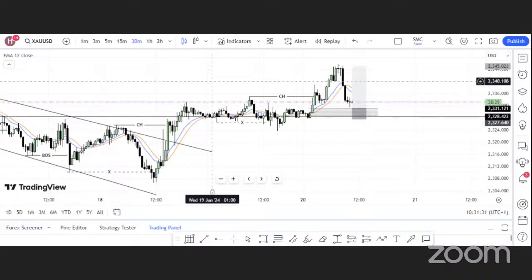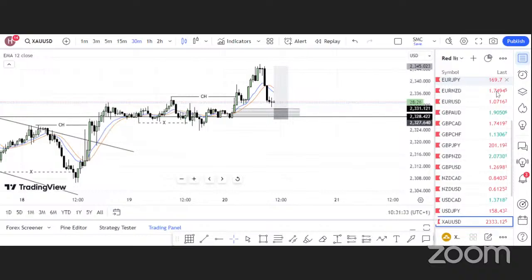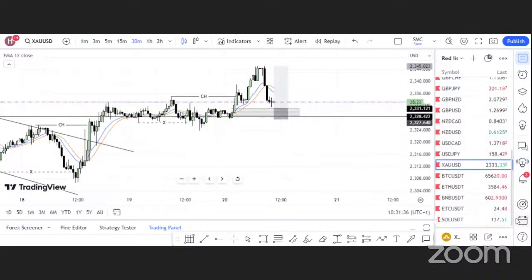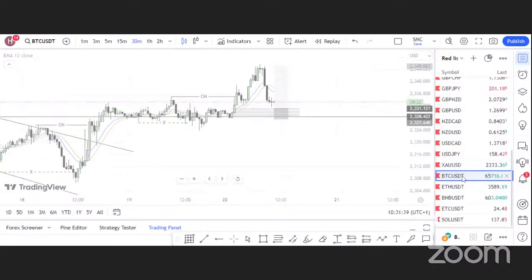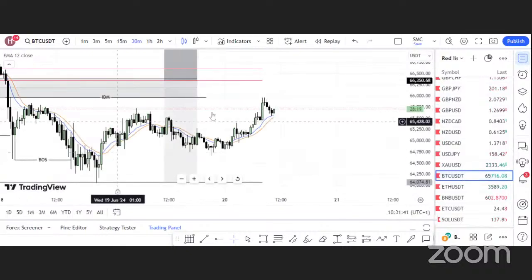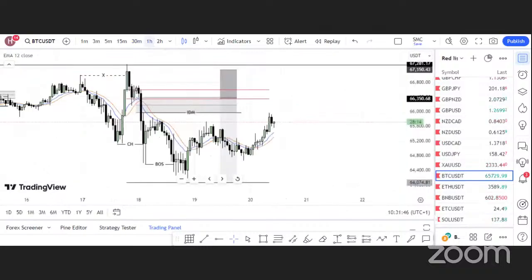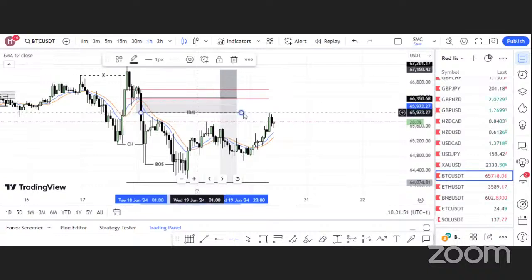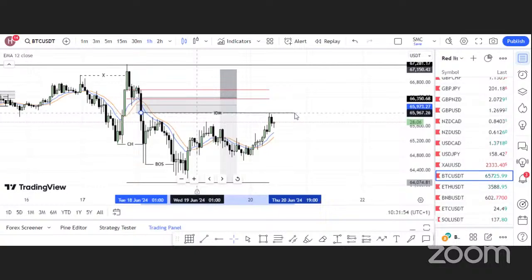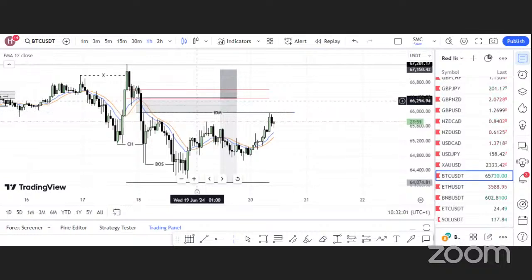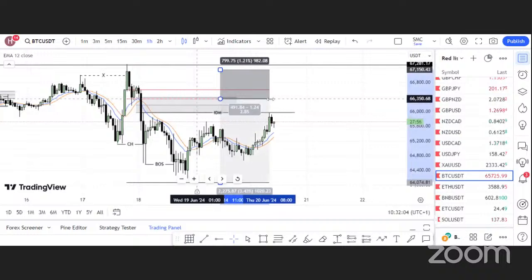So let's make analysis on another instrument. Let's use the crypto instrument, BTC USDT. Earlier yesterday, I had made this analysis and I said that I'm waiting for the market to come to this level. This is where my inducement is, and this is where I expect the market to get to.